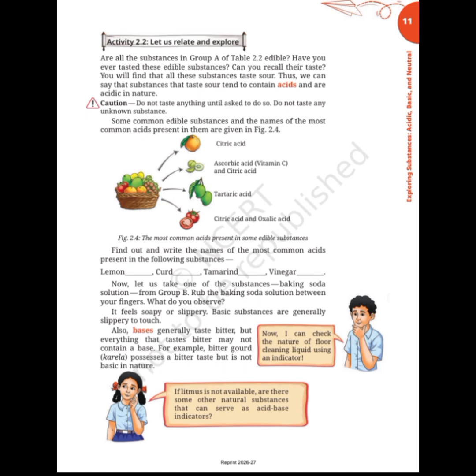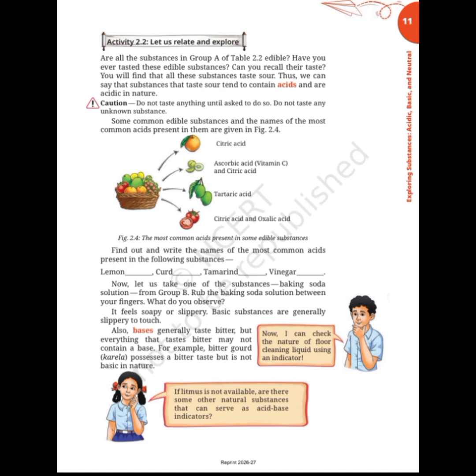2.4. Fig. 2.4. The most common acids present in some edible substances: orange, citric acid; amla, Indian gooseberry, ascorbic acid, vitamin C; tamarind, citric acid and tartaric acid; tomato, citric acid and oxalic acid. Find out and write the names of the most common acids present in the following substances: lemon, curd, tamarind, vinegar.